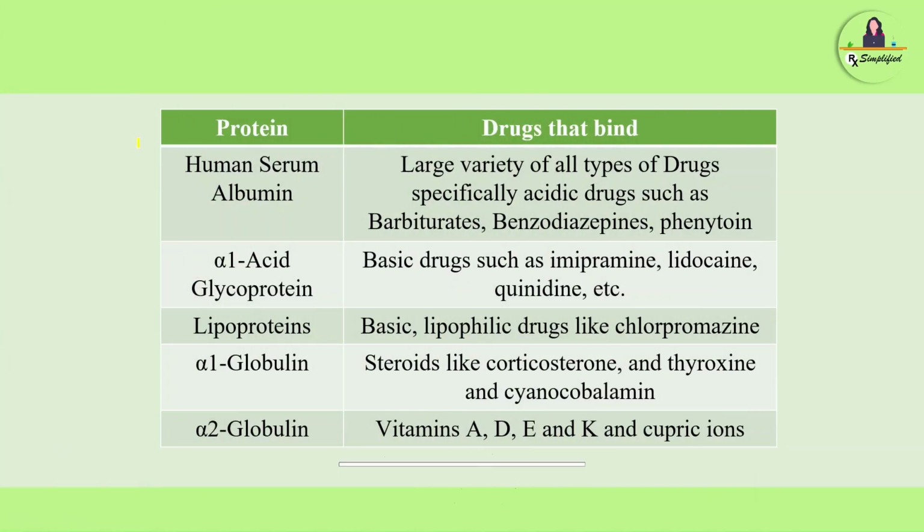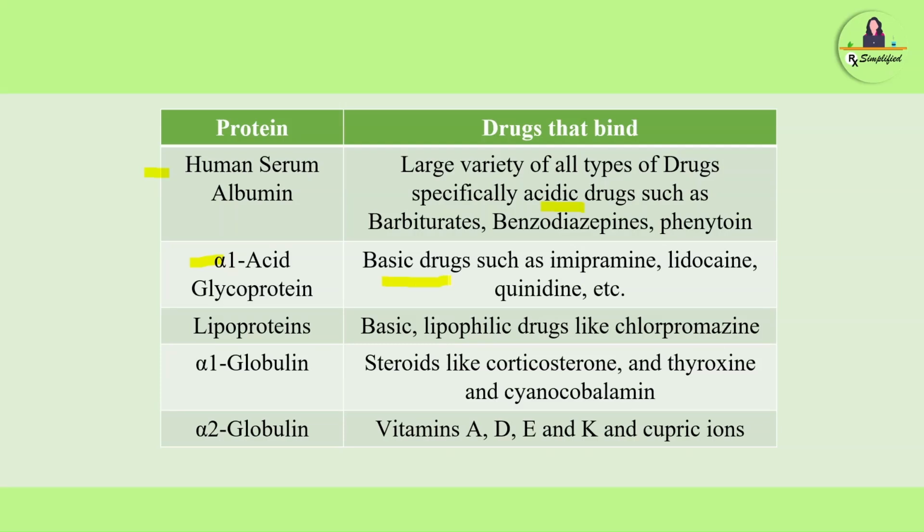These are examples of drugs which show their binding affinity to plasma proteins. First is the human serum albumin. A large variety of all types of drugs, specifically acidic drugs such as barbiturates, benzodiazepines, phenytoin. It means acidic drugs show higher affinity for albumin. Second is the alpha-1 acid glycoprotein. Basic drugs such as imipramine, lidocaine, quinidine, etc. It means basic drugs show higher affinity for glycoproteins.